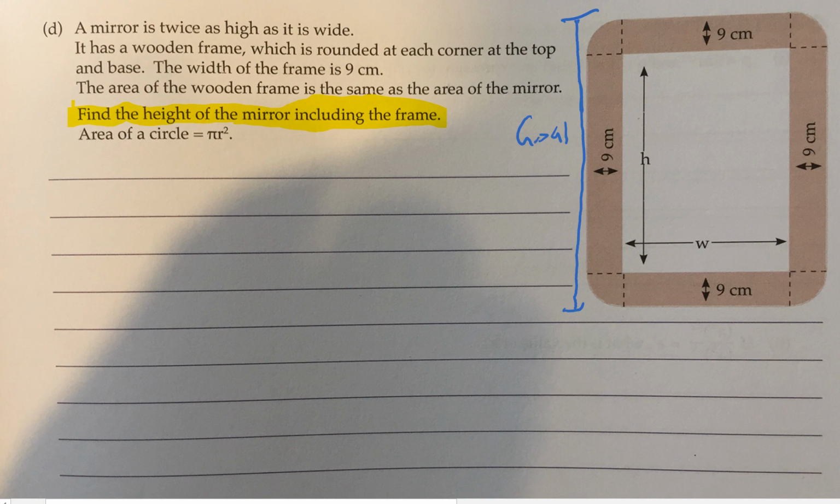Okay, now I'm going to read through the rest of it and I'm going to underline as I go. A mirror is twice as high as it is wide. It has a wooden frame which is rounded at each corner at the top and base, and we can see that. The width of the frame is 9 centimeters, and they've told us that in the diagram as well. The area of the wooden frame is the same as the area of the mirror. So equals the area of the mirror. Okay, and we've got to find that height.